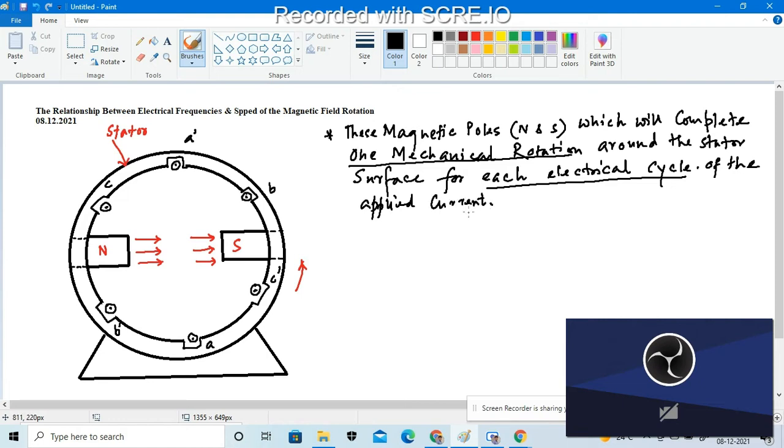Okay, so therefore we can say that the mechanical speed of the rotation, because whenever we have a rotation of a magnetic field of a stator segment there must be a mechanical speed. So that mechanical speed of the rotation of a magnetic field in revolutions per second will be exactly equal to the electrical frequency, which is considered in units of hertz.